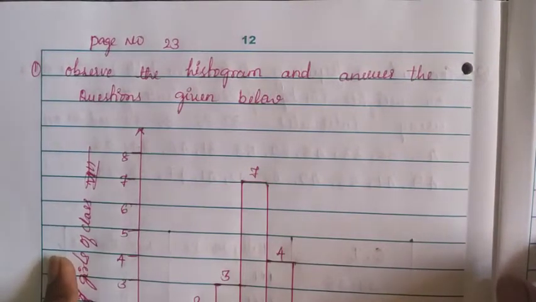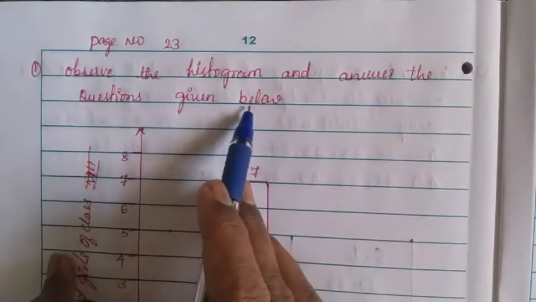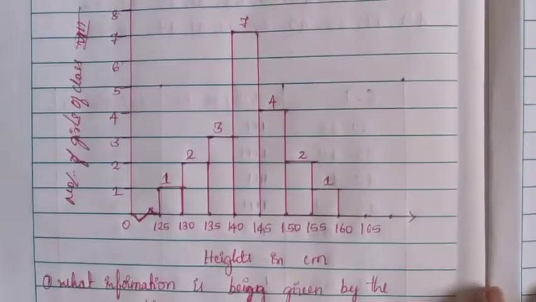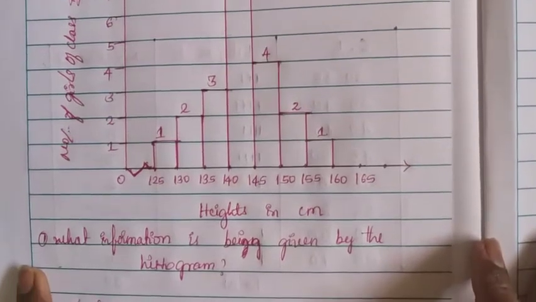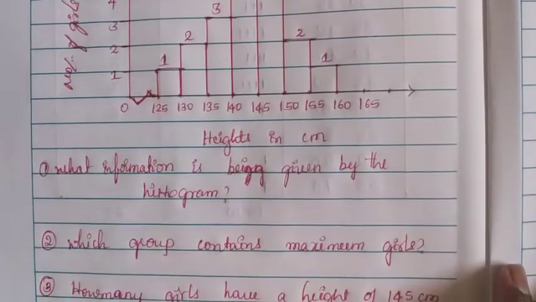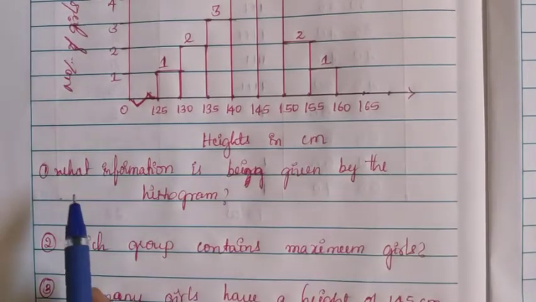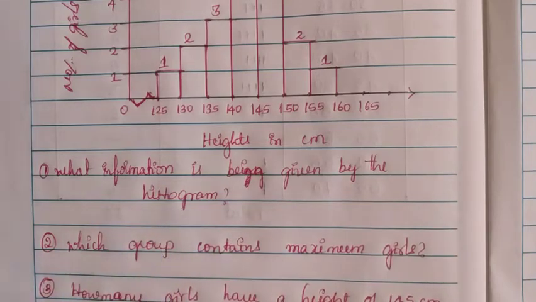Okay children, now come to the in-text question on page number 23. See now what is being asked in this question. Observe the histogram and answer the questions given below. Look at children, this is a histogram. By using this histogram, let us answer the following questions. First question is, what information is being given by the histogram?